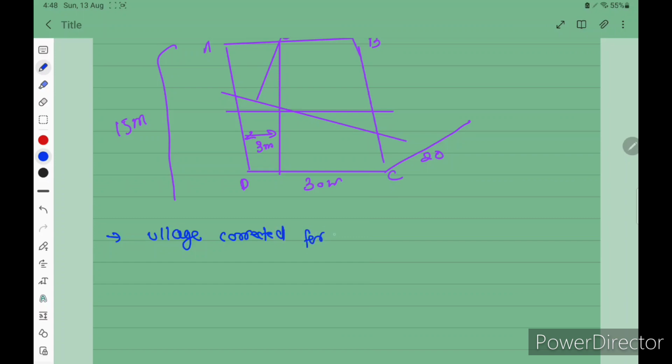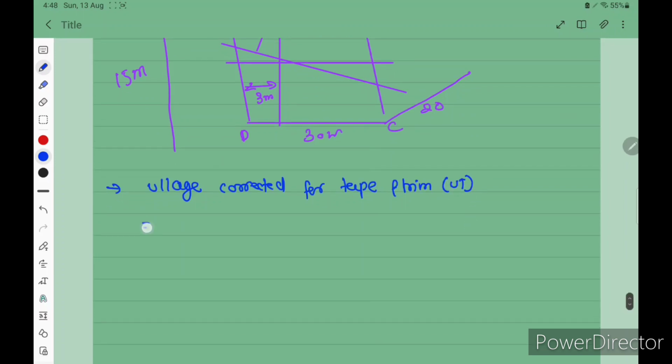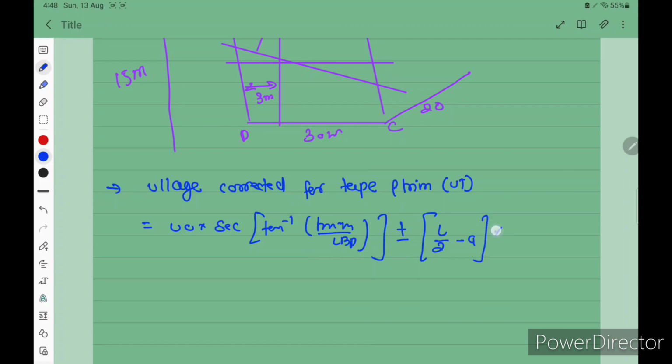Ullage corrected for trim and trim, because there is no list, so we remove the list part of the formula. Okay, so UO into sec tan inverse trim by LBP, plus or minus list for the trim formula, length divided by 2 minus A into trim by LBP.